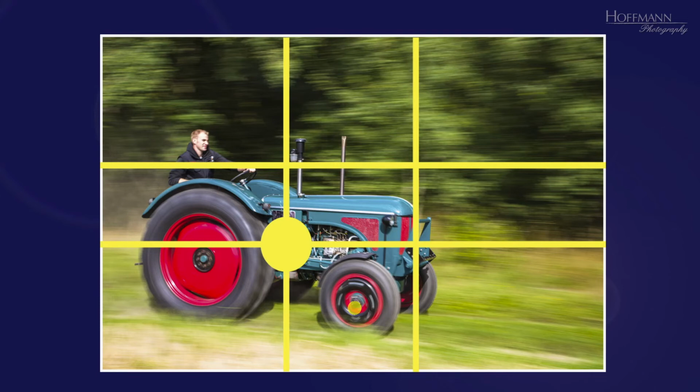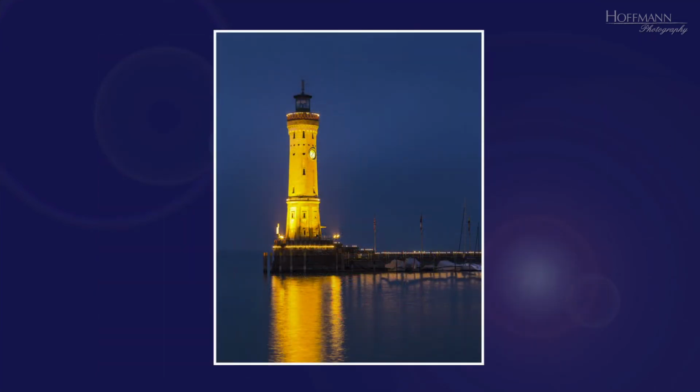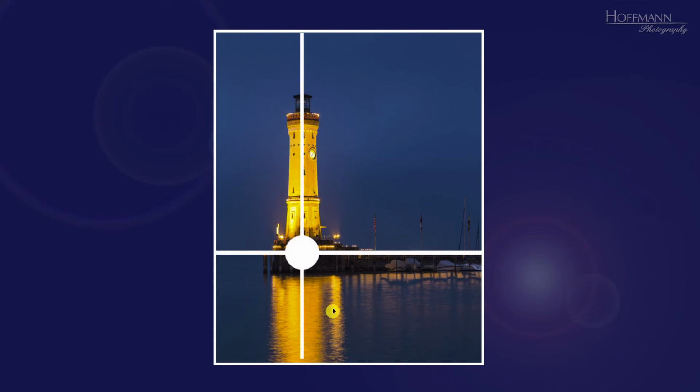Here is another example. This is a lighthouse of Lindau at Lake Constance, and I have composed this image according to the rule of thirds. The lighthouse itself is placed exactly on the vertical third, and the walkway leading to the lighthouse is placed on the lower horizontal third. Now, as you can see, the main subject isn't just a circle. It's a completely different shape and so on.